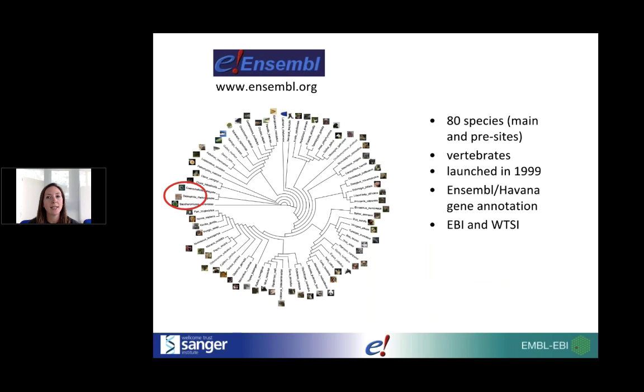So in Ensembl, we have 80 species, which includes our pre-sites. We focus on vertebrates, although you'll notice in the red circle we have some non-vertebrates. These are important model organisms that we've used, and they're really useful comparative genomic outgroups. It was launched in 1999, and we use Ensembl gene annotation and Havana gene annotation. And as I talk a bit later about the gene sets that we've got, I'll tell a little bit more about the Ensembl and Havana. And Ensembl is a project from the EBI and the Wellcome Trust Sanger Institute.